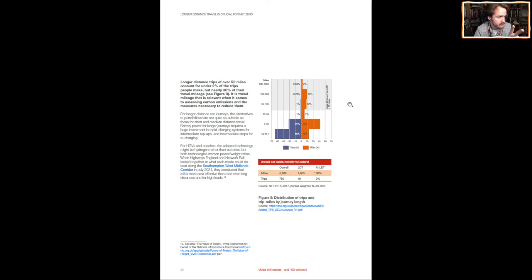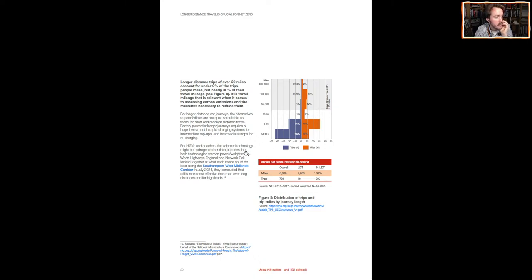Number two, it's not about the number of journeys, it's about the miles that people travel. So for longer distance car journeys, the alternatives to petrol and diesel are not quite so suitable as those for short and medium distance travel. Battery power for longer journeys requires a huge investment in rapid charging systems. For HGVs and coaches, the adopted technology might be hydrogen rather than batteries, but both technologies worsen power to weight ratios.